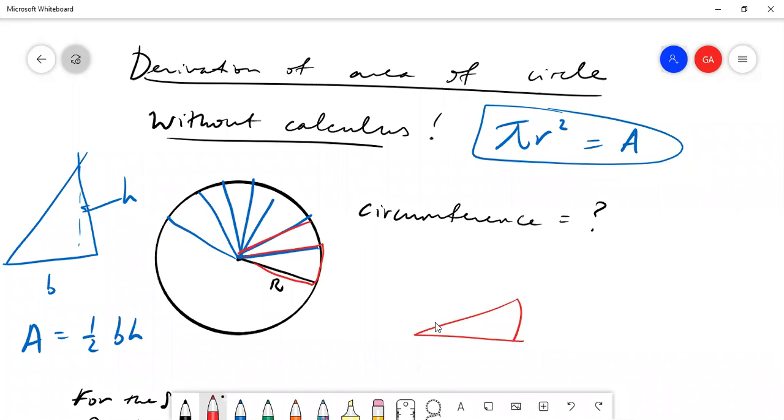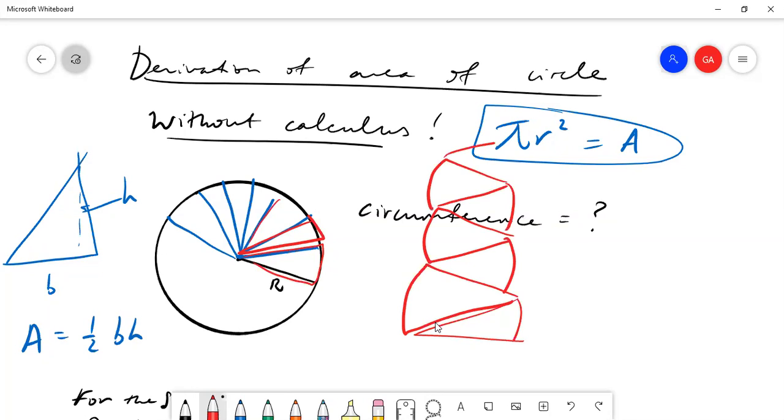Okay, so I'm going to stack this. I'm going to take this next piece of the pie, no pun intended, and I'm going to stack it, right? And then I'm going to take this one, and I'm going to stack it. And you can see that if I keep going like this, I get some shape that vaguely resembles a big rectangle, right?